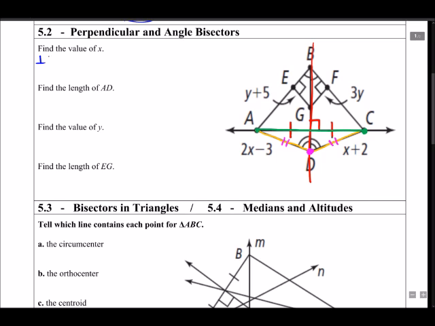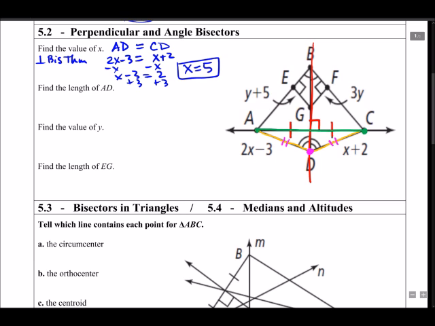So our perpendicular bisector theorem lets us say that the length of AD equals the length of CD, and now I can just substitute in. It's just algebra from here on. So 2x minus 3 equals x plus 2. I'm going to subtract x, and I get x minus 3 equals 2. Add 3 to both sides, and I get x equals 5.